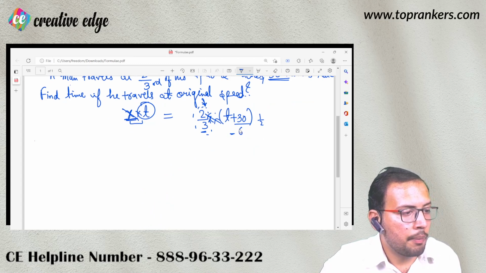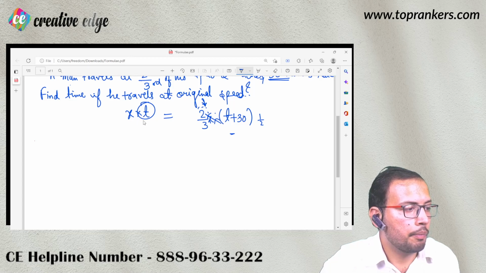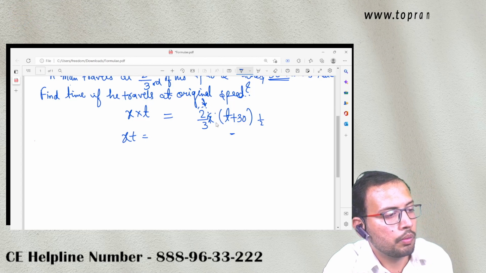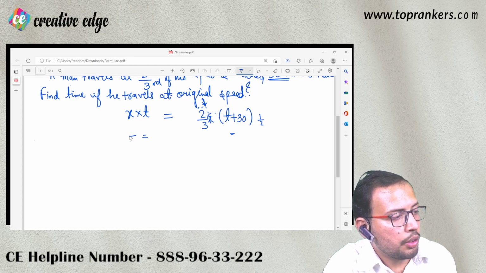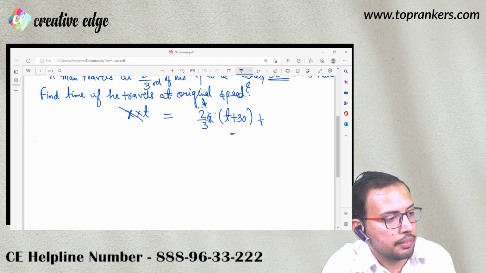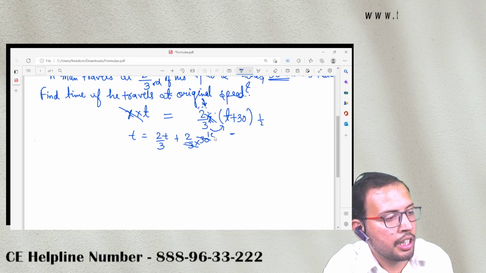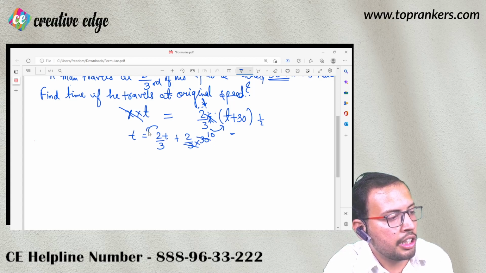So here, suppose you do not divide by 60. So x into t is equal to, first of all let me cancel x and x. So t is equal to 2 by 3, multiplying 2 by 3 with everything inside: 2 by 3 t plus 2 by 3 into 30. So 3 and 30 cancel, 10 times. So let us take this t to the left hand side. It is going to be t minus 2t by 3.